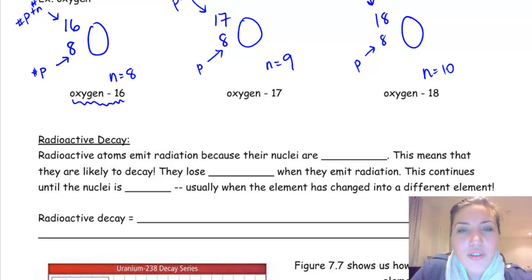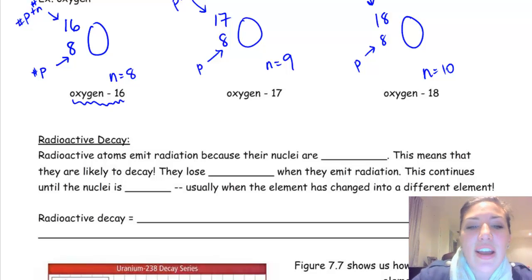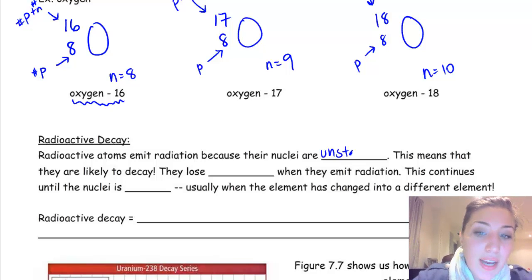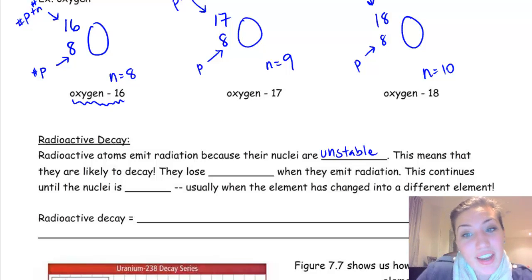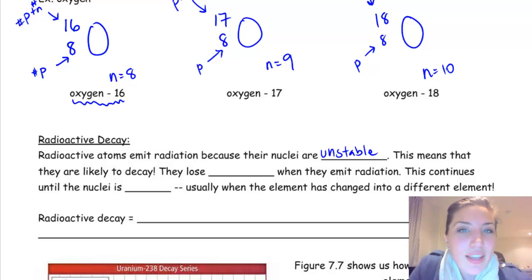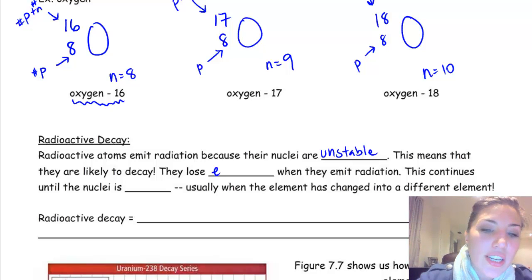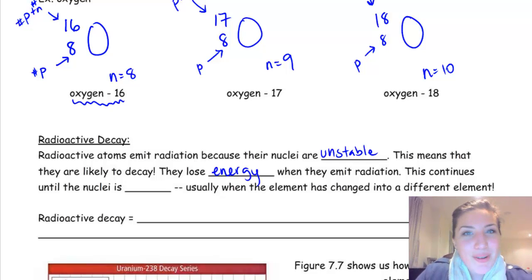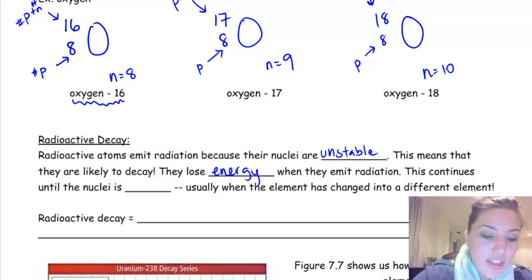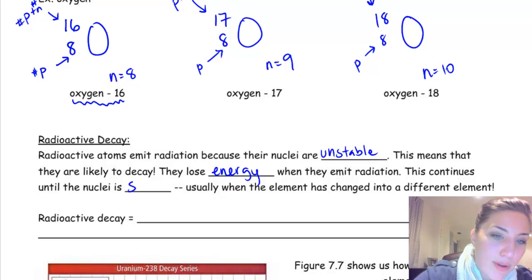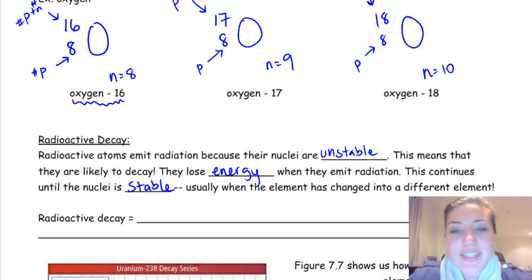So sometimes we have these different numbers of neutrons because these nuclei are said to be unstable. Sometimes different isotopes are more stable than others. Sometimes you have a few isotopes that are stable and one that's unstable, or all of them are unstable, or all of them could be stable. But when they're unstable, they are likely to do something called decay. So they lose energy when they emit radiation, and this continues until the nuclei is stable. So this will happen over and over and over again until it's happy and stable.